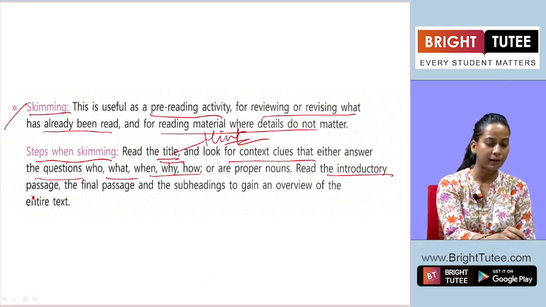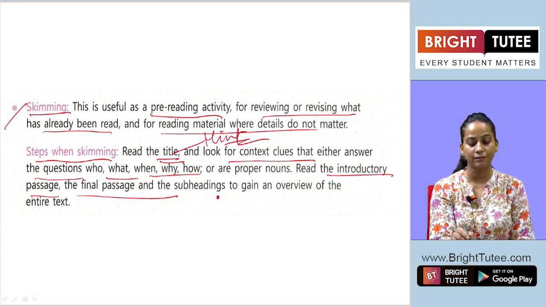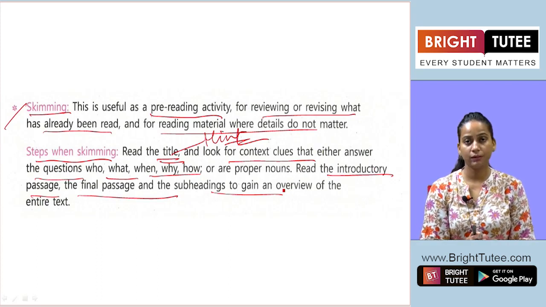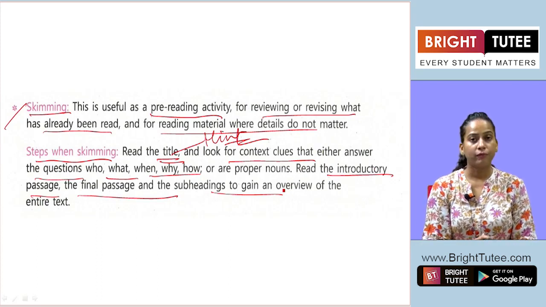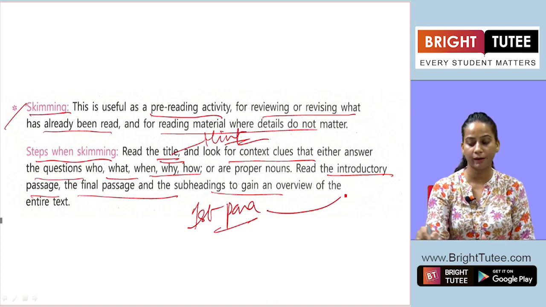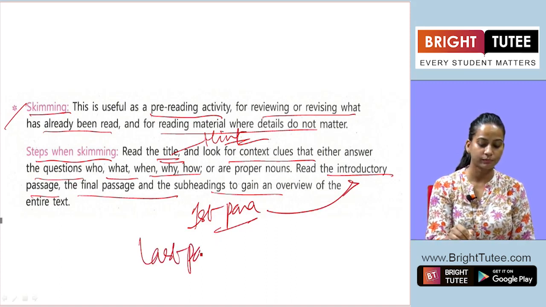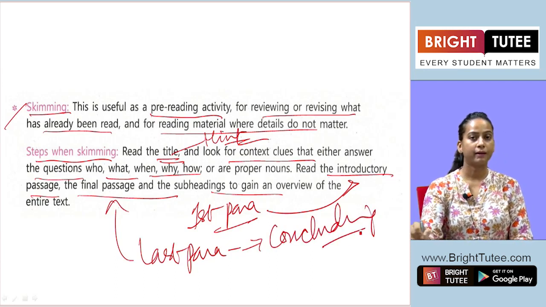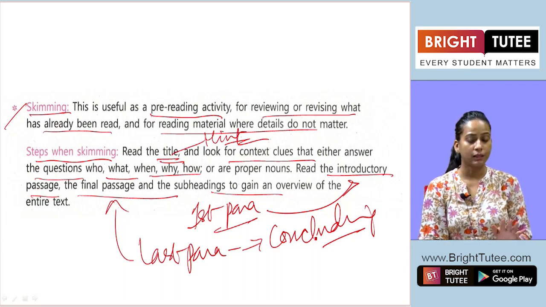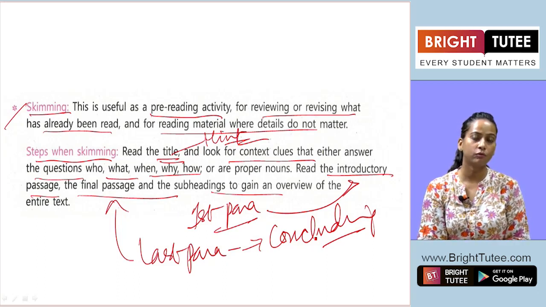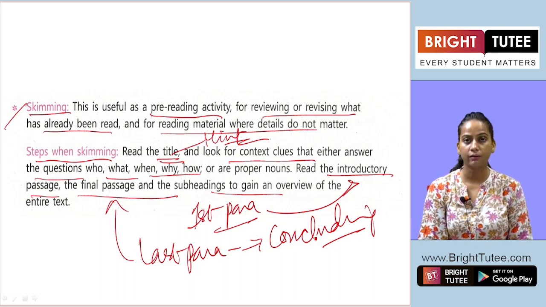Read the introductory passage, the final passage, and subheadings to gain an overview of the entire text. This is one of the important techniques. We can say that when we have to get the idea, most of the information is in the first paragraph, the introductory paragraph, or in the last paragraph, the final or concluding paragraph. Most of the information is given there, or if different subheadings are provided, you have to go through those headings also, just to get the overview of the entire text.